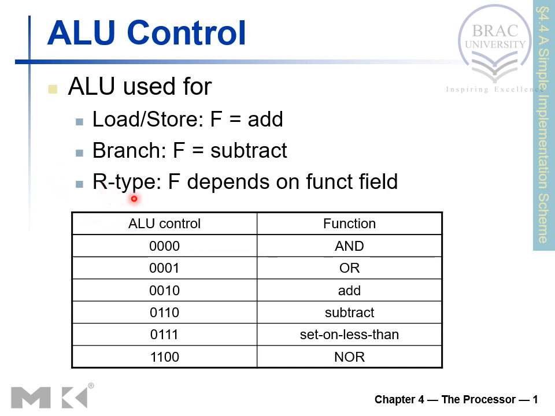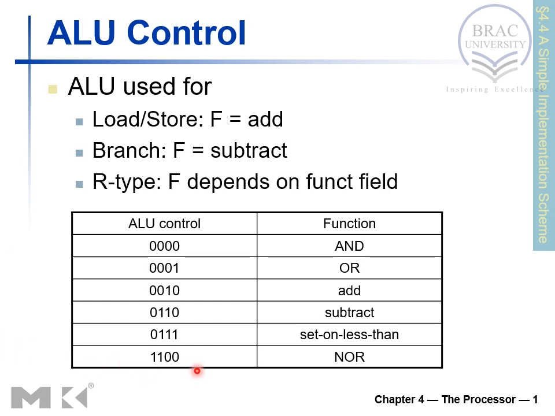For R-type instructions, the function depends on the function field, because we know in R-type instructions we may have add, sub, SLL and all other instructions. So for R-type instructions, we all know that the opcode is all 0 and the function field determines which instruction it is.